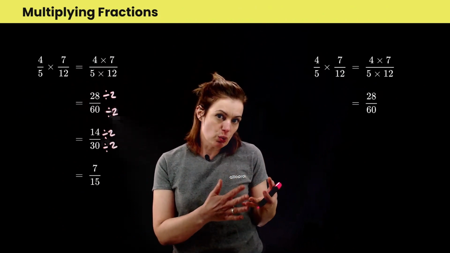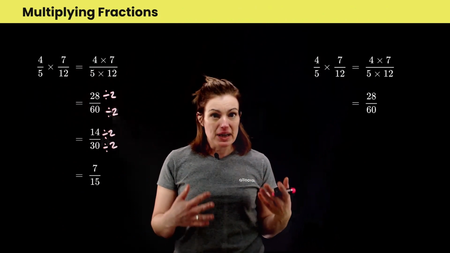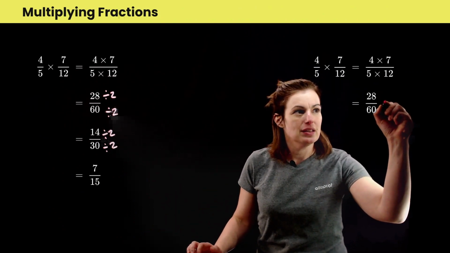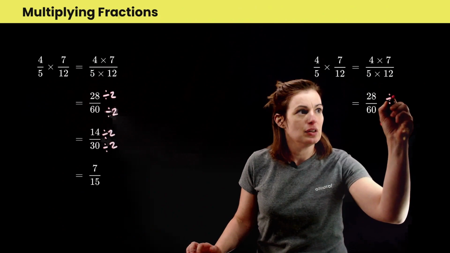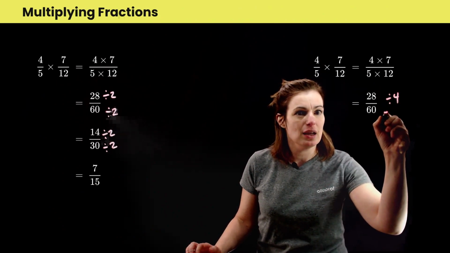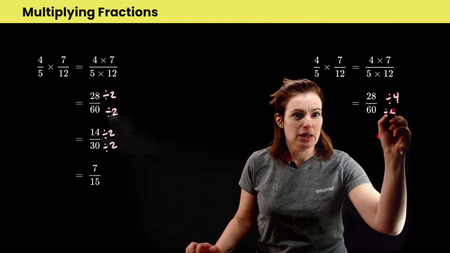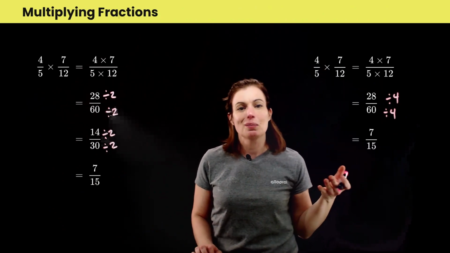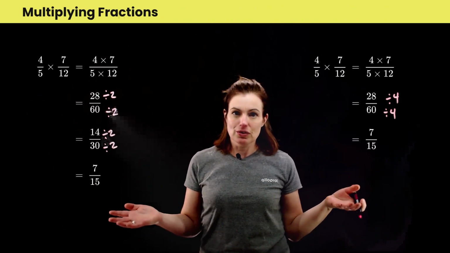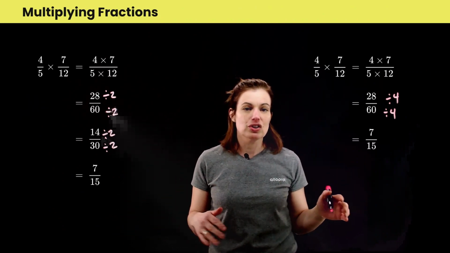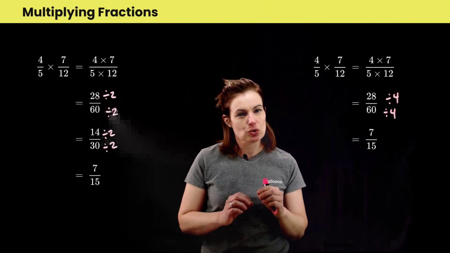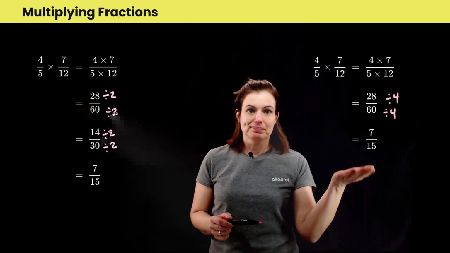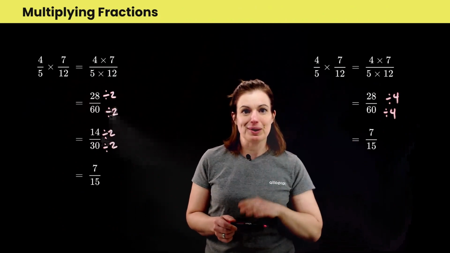So if I'm looking at 28 and 60, the biggest number I can get into both of these evenly is 4. So instead of doing multiple divisions by 2, I'm going to actually just take both my numerator and denominator, and I'm going to divide them by 4. That'll get me to 7 over 15 more directly. So there are 2 different options. Both of them work, just this one's just a little bit shorter. And if you are really up on your multiplication tables, then it'll save a few steps for you.